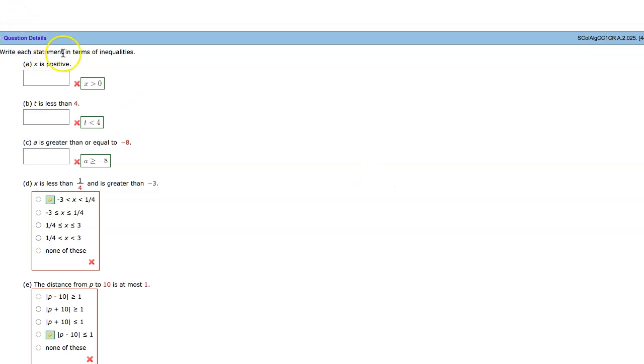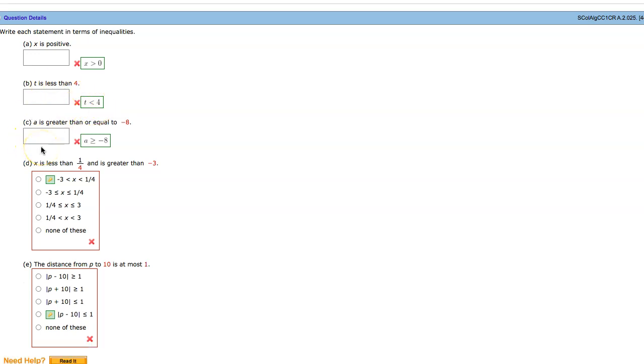Guys, write each statement in terms of inequalities. Now, x is positive. Anytime I tell you that something's positive, it means it's greater than 0. So just x greater than 0. And again, greater than is when the mouth opens up toward x for the inequality symbol. Now, if they give you the symbol t, you have to use t. T less than 4, you have to use less than 4. This time the mouth is away because it's less than.